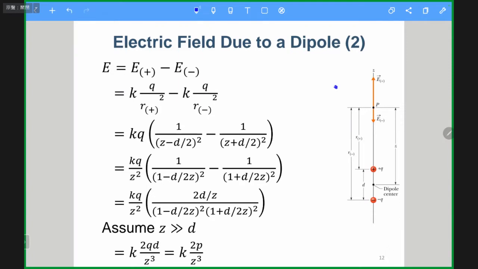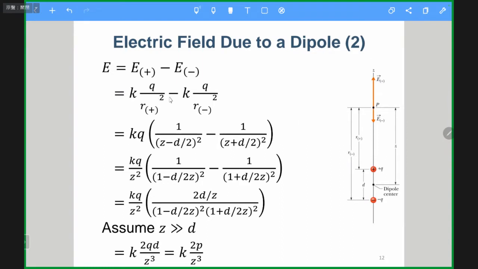For example, if you consider the point P prime out of the z-axis, then from the positive charge, it will generate the E field like this, and from the negative charge, it will generate the E field like this. So they are not on the same axis, and you need to decompose it into this axis and this axis, and then add it up, which will be very complicated. That's why we consider the E field on the z-axis.